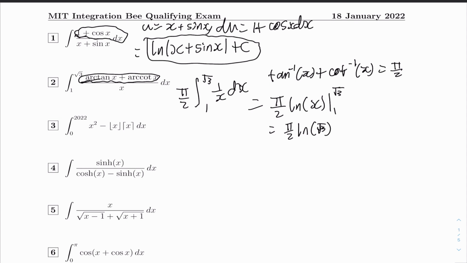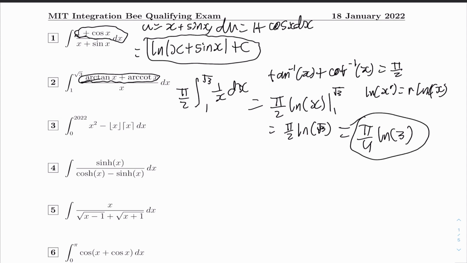And we can simplify this even further by seeing that the natural log of x to the r is the same thing as r times the natural log of x, which is a property that you can actually prove using derivatives and integrals alike. So that is pretty cool. And now you can see this root 3 as 3 to the 1/2. Bring the 1/2 power to the front, multiplying the pi over 2, and you get pi over 4 times the natural log of 3. So that is the answer to question 2, which is pretty cool.